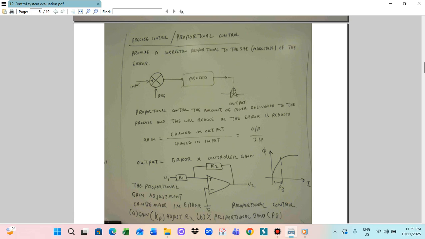If you want a precise control system, in this case you utilize the proportional control. The proportional control provides a response proportional to the size and magnitude of the error. The amount of power delivered to the process will reduce as the error is reduced. So this means that we can write the equation. K is equal to the change in the output divided by the change in input, and the output is equal to the error multiplied by the controller gain. So this controller gain you can adjust. By adjusting the resistor R2, you can adjust the gain. So that gives us a differentiator operational amplifier. So we use the operational amplifier control system for the operational control.